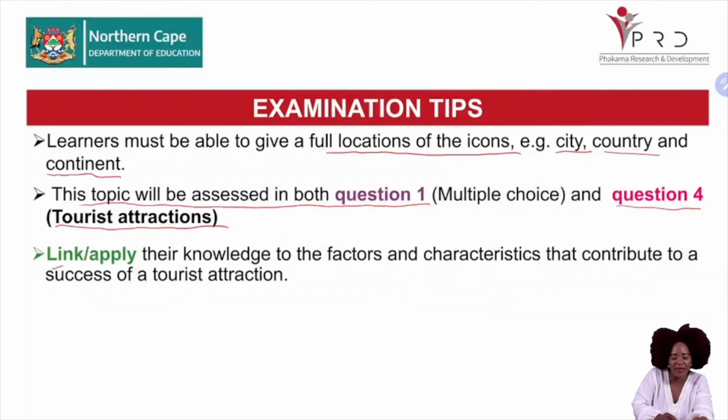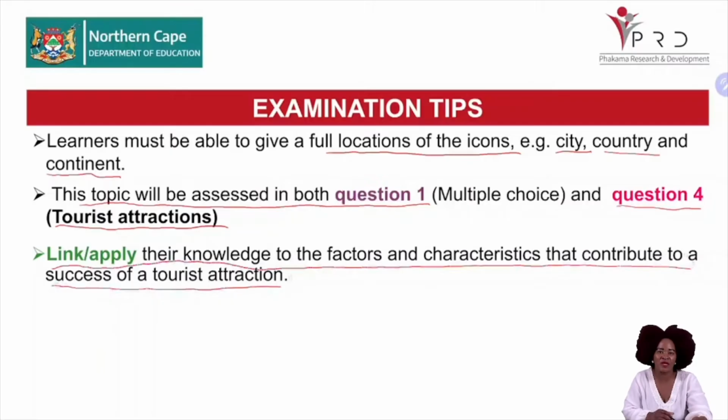You must be able to link or apply your knowledge to the factors and characteristics that contribute to the success of a tourist attraction. Remember, grade 12 learners, when you were taught in class or when we were doing these lessons, you've noticed that we teach the world icons. After the world icons, there are factors and characteristics. So you must know the factors and the characteristics that contribute to the success of a tourist attraction. You must also be able to link or apply these factors and characteristics to each and every one of the 13 icons that you did in class.